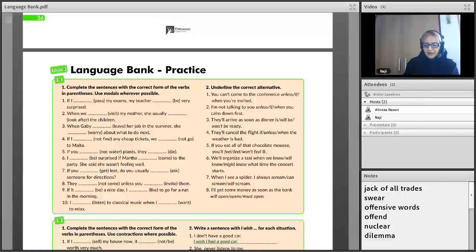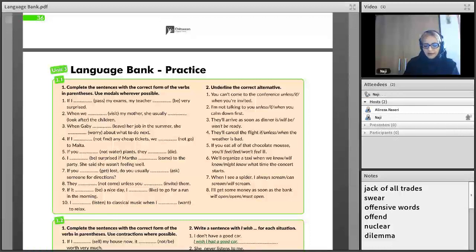Number 8, they won't come unless you invite them. It means that if you don't invite them, they won't come. They won't come unless you invite them.